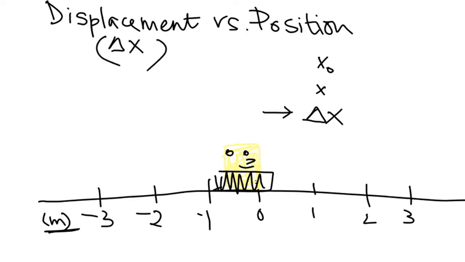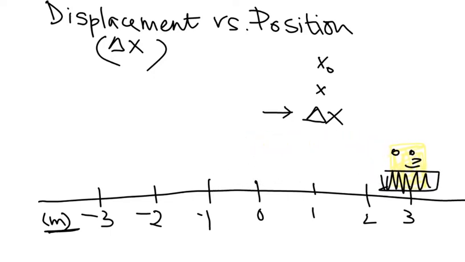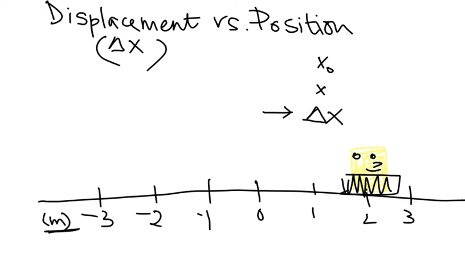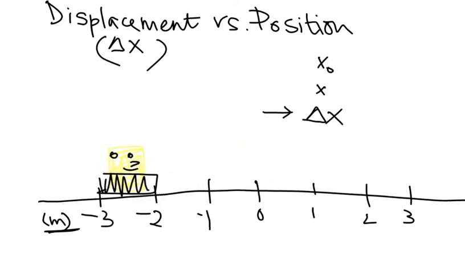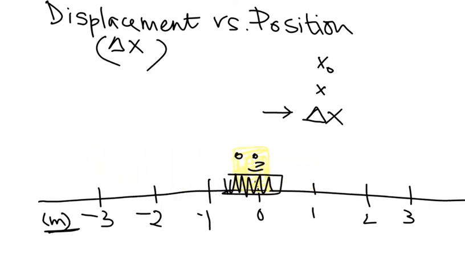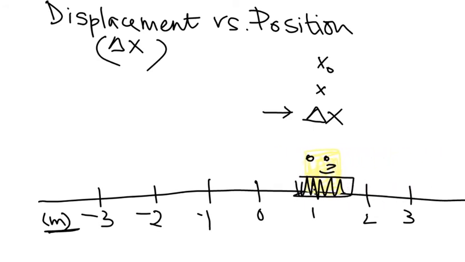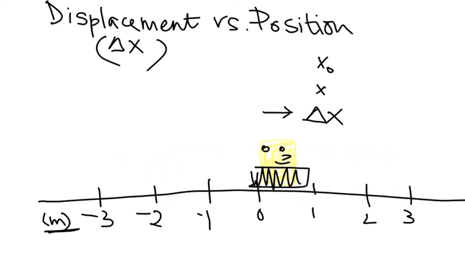Okay, so here's what SpongeBob does. SpongeBob starts out at his 2-meter mark. Okay, he goes for a little walk, he comes back, and he goes back and forth because he has a boring life, he has nothing better to do, and he stops at the 0. Okay, so take a second and fill in what his initial position, final position, and change in position were.